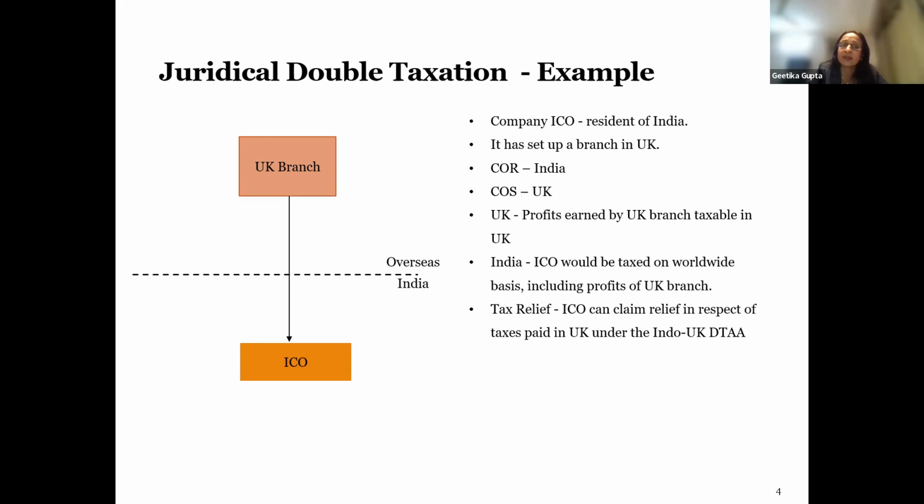So this is an example of juridical double taxation happening, and the tax relief can be claimed by ICO in respect of taxes paid in UK under the Indo-UK DTA. Next slide.